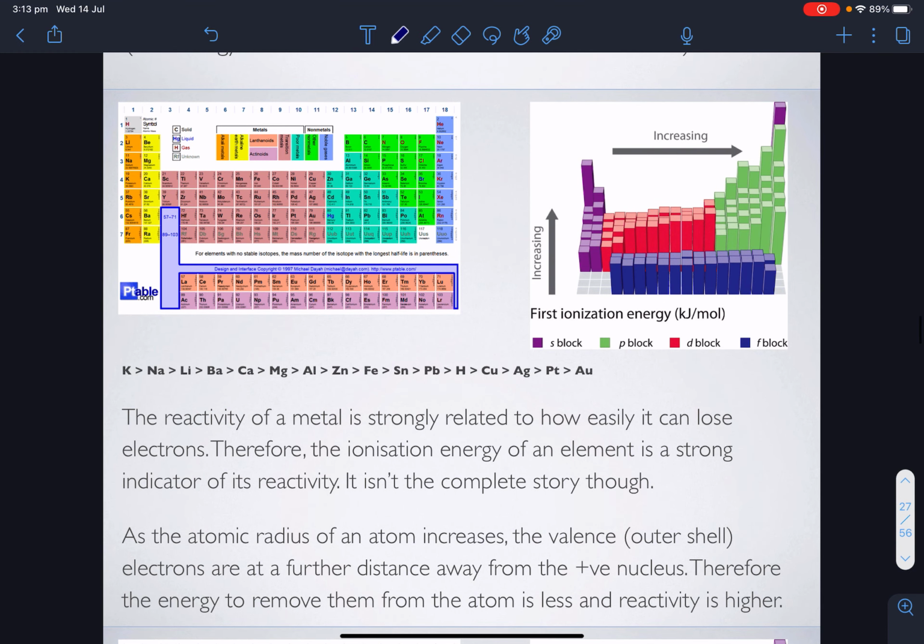All right. The reactivity of a metal is strongly related to how easily it can lose electrons, or its ionization energy. So it's a strong indicator of its reactivity. It's not the complete story though, okay? Atomic radius also comes into play. As the atomic radius increases, the outer shell electrons are further away from that positive nucleus attracting them in. The energy to remove them from the atom is less, and the reactivity is higher for larger radii.